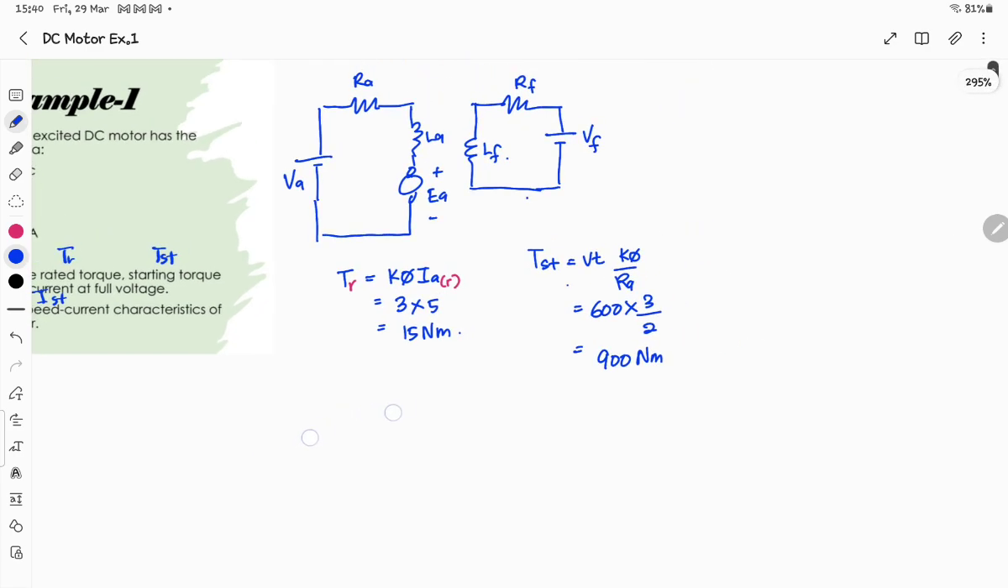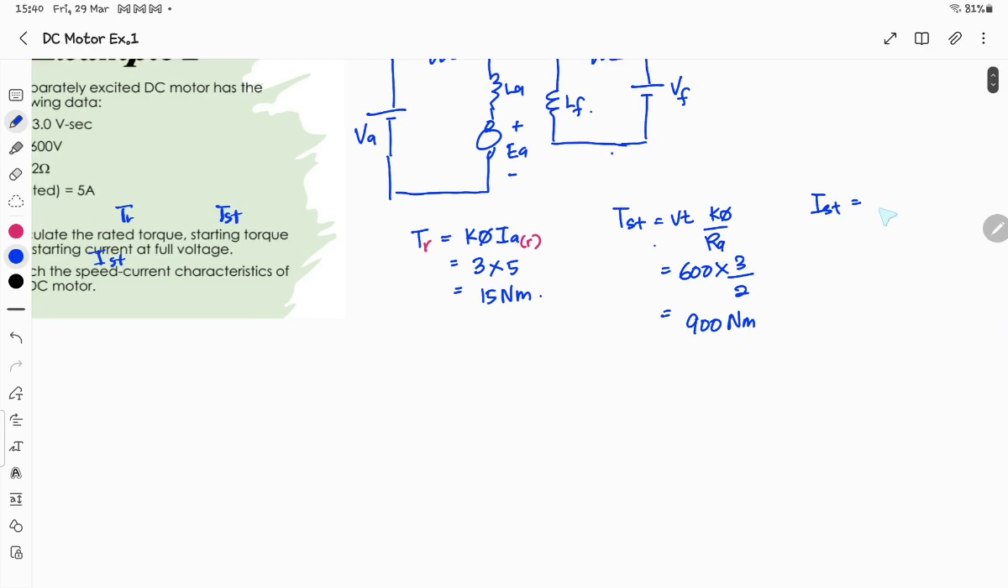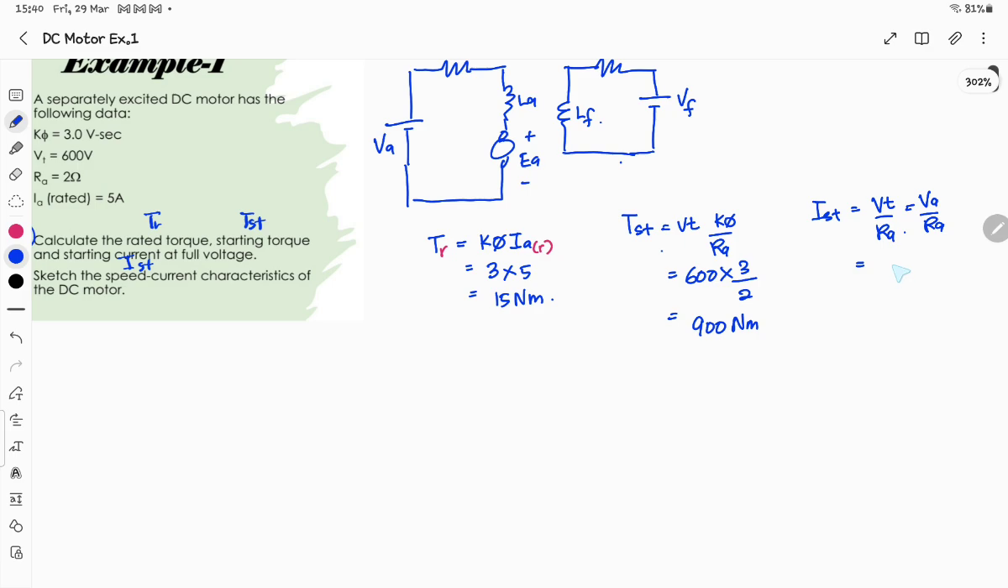Next, for the starting current IST, you can refer back to the same page of the slide. It's just VT over RA, the terminal voltage, or VA over RA, the one given by the question. So just put in the values. It's 600 over 2, so it's 300 ampere.